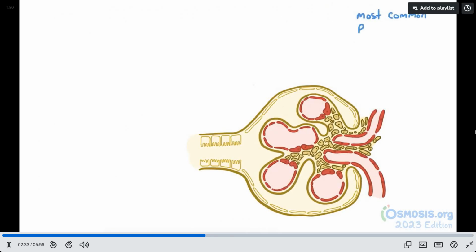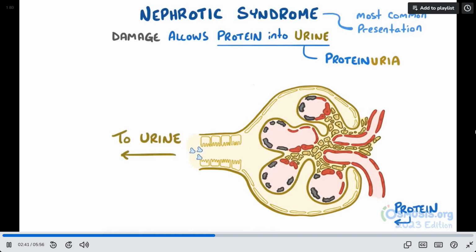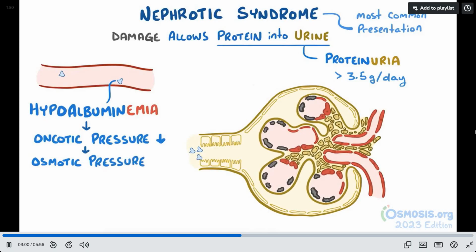In the majority of cases, lupus nephritis presents as a nephrotic syndrome, which means that the damage to the nephron allows plasma proteins to get into the urine, which causes proteinuria, typically greater than 3.5 grams per day. An important protein in the blood is albumin, and so when it starts leaving the blood, people get hypoalbuminemia, low albumin in the blood. With less protein in the blood, the oncotic pressure falls, which lowers the overall osmotic pressure, which drives water out of the blood vessels and into the tissues, called edema.